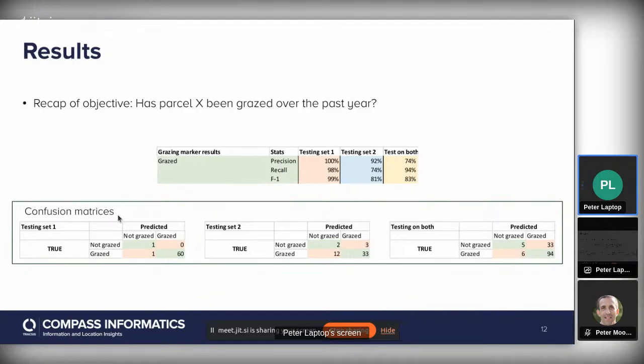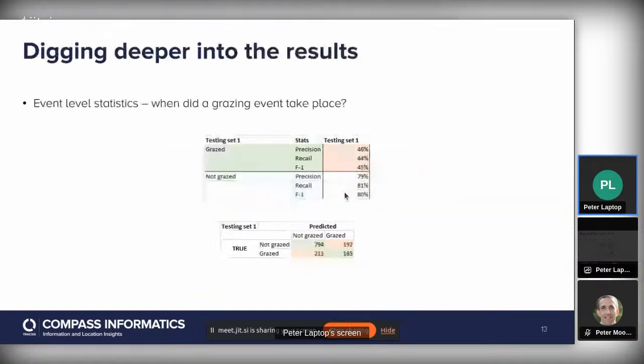The confusion matrices basically show what the precision and recall stats are made of. However, digging deeper into the results, you see that the event level statistics, which are getting the date right of a grazing event, show a much larger decrease in precision and recall. This is because it's very difficult to get the exact date right. For example, Sentinel-1 has got a 12-day revisit time. It's very difficult from that to determine exactly which day a grazing event has taken place. It gets it right nearly 50% of the time.